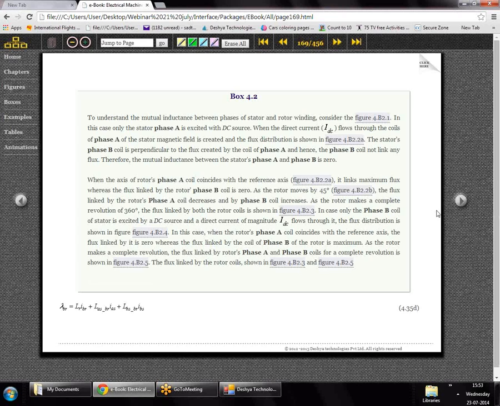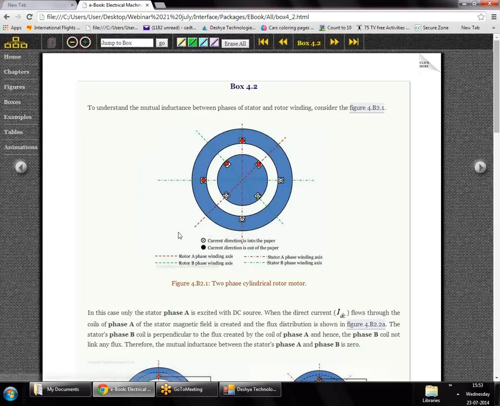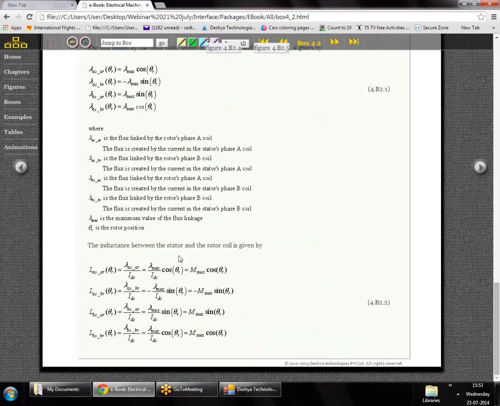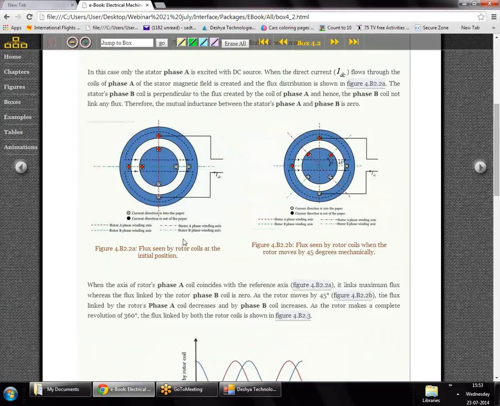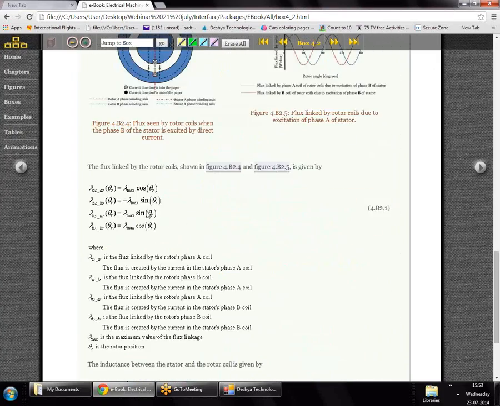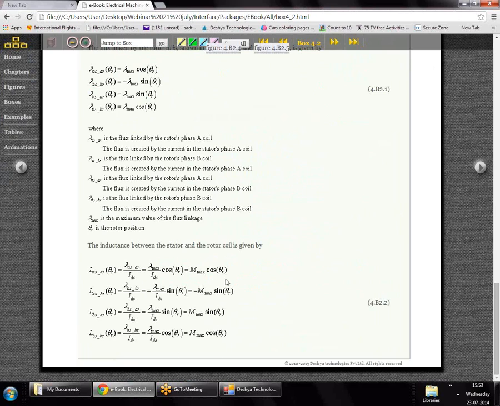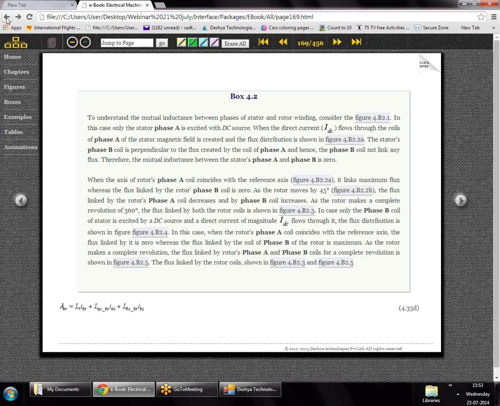And here we have some animation which explains the flux linked by the coils. And in this box, we can see in detail how the mutual inductance varies. So we will not discuss that in detail. It's there in our book. It's just an explanation of why we have a certain variation, or the nature of variation, of the mutual inductances. So it's explained in big detail over here.